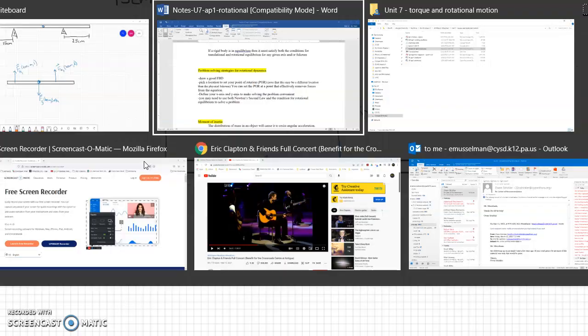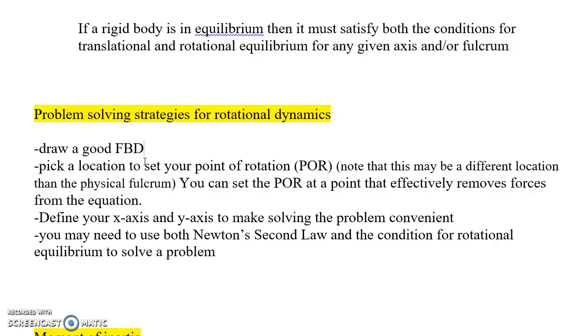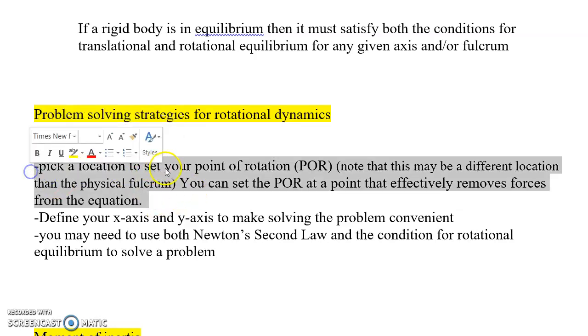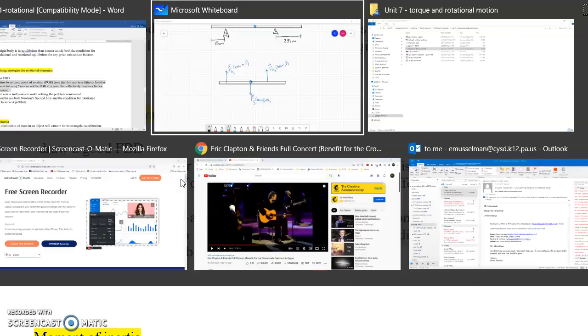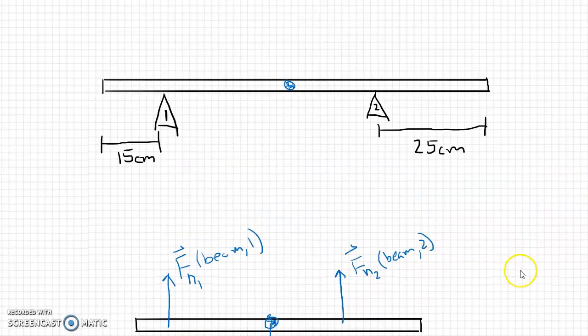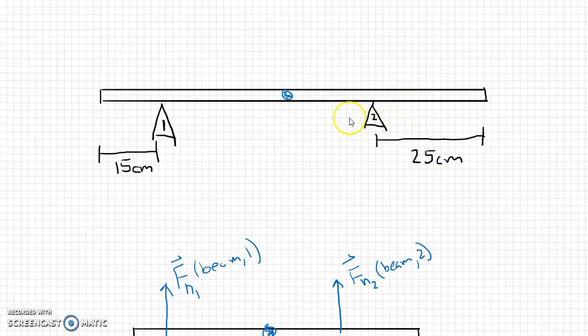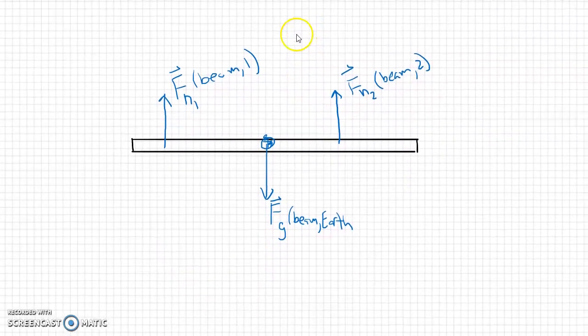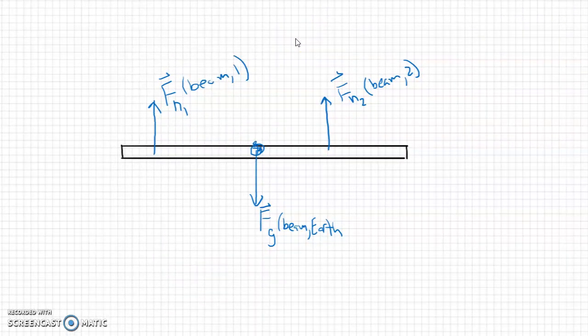Let's recall some problem-solving strategies for this kind of problem. First of all, we need to draw a good free body diagram. That's what we've just done. Next thing we're going to do is pick a location as our point of rotation. This doesn't actually have to be at a physical fulcrum. So if I look at my problem here, this beam would naturally want to rotate around 2 or 1. But I don't have to pick those points as my point of rotation. I can pick any point that is convenient. And we'll talk a little bit about that choice in just a moment.